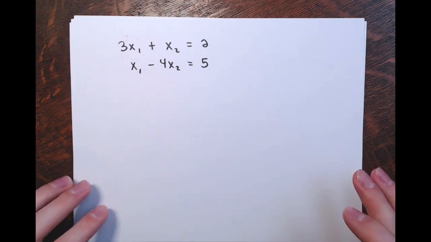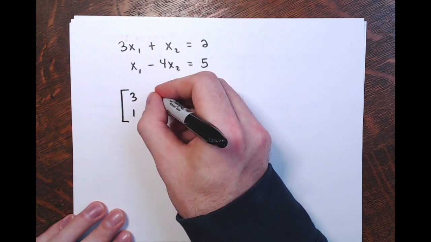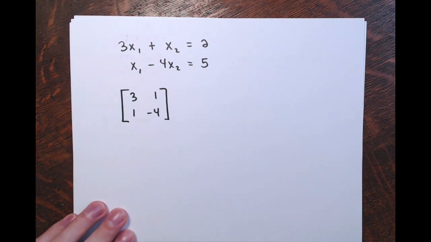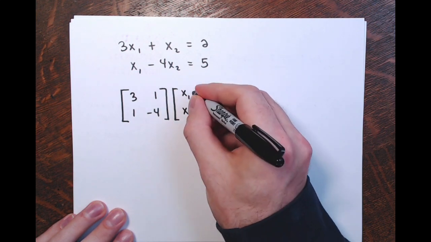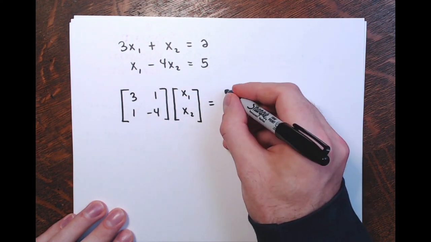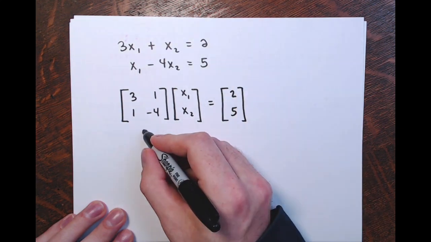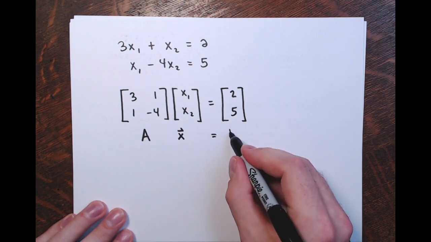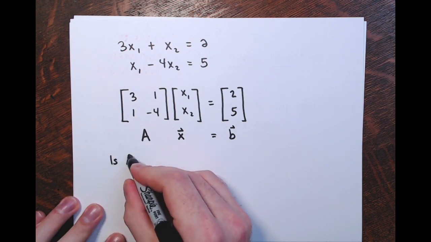Alright, so here's this system, and again, as a matrix equation, 3, 1, 1, negative 4. There's your coefficient matrix, and again, notice it is a square matrix, times the variable matrix x1, x2, equals the constant matrix 2, 5. So here's your A times variable vector x equals constant vector b. And the big question is, A is square. Is A invertible?